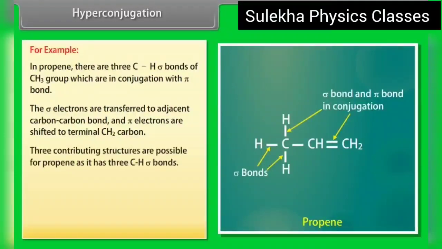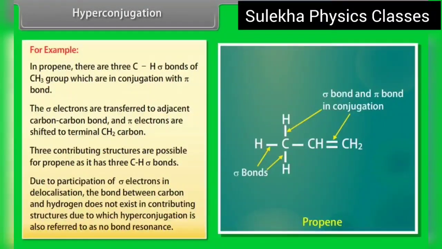3 contributing structures are possible for propene as it has 3 C-H sigma bonds. Due to participation of sigma electrons in delocalization, the bond between carbon and hydrogen does not exist in the contributing structures, due to which hyperconjugation is also referred to as no-bond resonance.